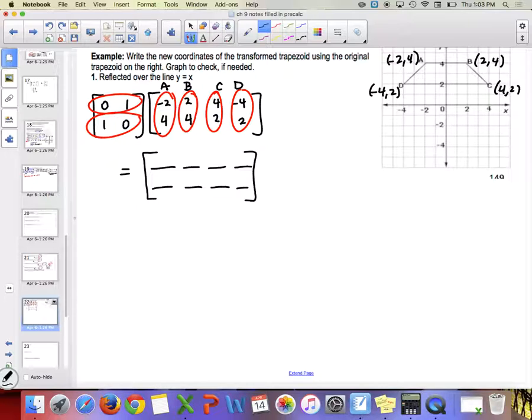All right, so you're going to have 0 times negative 2 becomes 0, added to 4, we get 4. And then we have 0 plus 4 is 4. We have 0 plus 2 is 2. We have 0 plus 2 is 2. And then we go to the bottom row. Negative 2 plus 0 is negative 2. 2 plus 0 is 2. 4 plus 0 is 4. Negative 4 plus 0 is negative 4. See how they just switched?